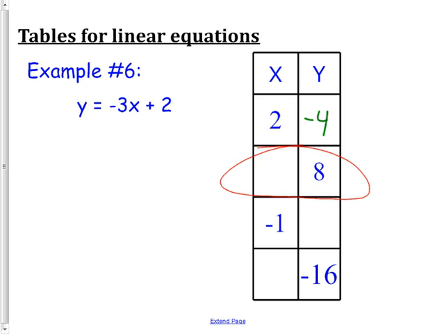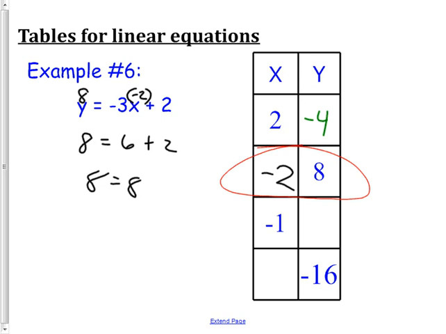Yep, yep. Since nobody's got it wrong yet, I'm going to assume you probably all did it right. Negative 2. Negative 2. Why? Because if I stick in a negative 2 for the x, it will give me an 8 for the y. And I can double check that. 8 equals positive 6 plus 2, and 8 equals 8. It worked. All right, good.